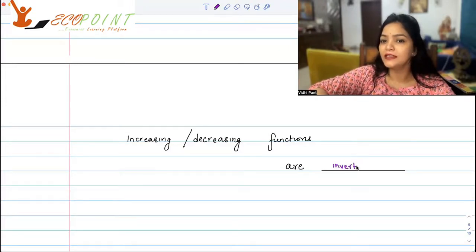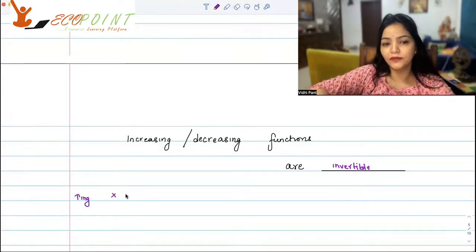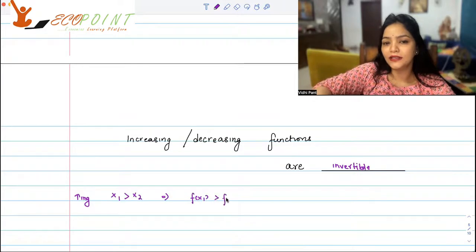And the reason is that they are one-to-one functions. So I can create an inverse out of it. They are invertible for a simple reason. See, when you have an increasing function, so let me talk about increasing function. In an increasing function, if x1 is greater than x2, that implies f of x1 is greater than f of x2, which gives you a scenario something like this. So what's going to happen is that distinct inputs will always give you distinct outputs.